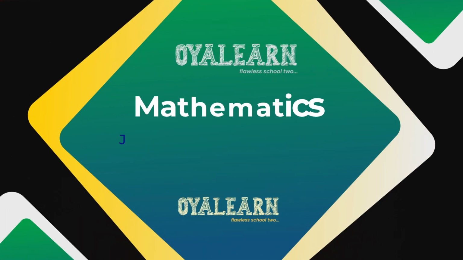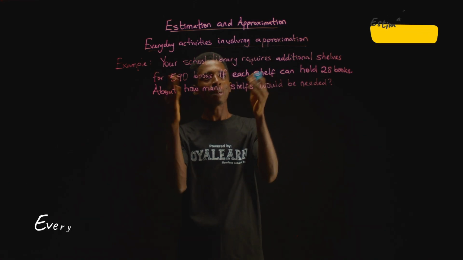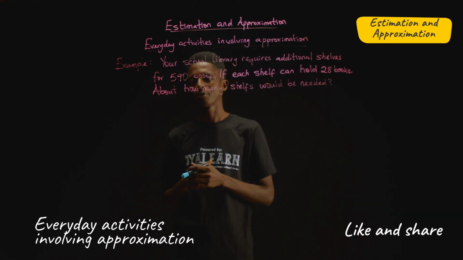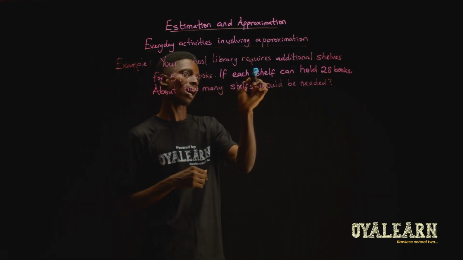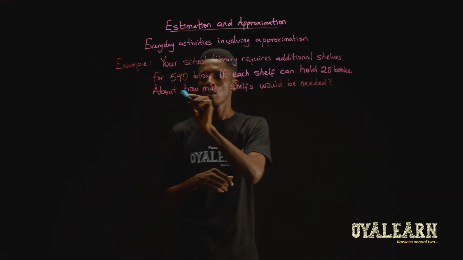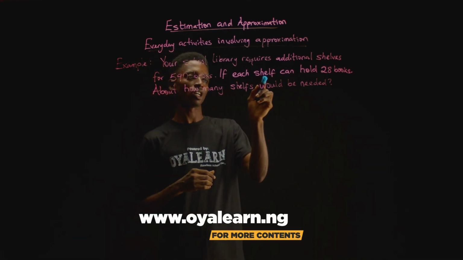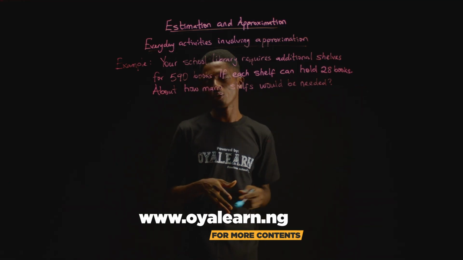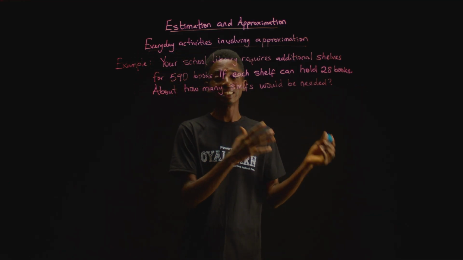Let's look at some questions that help us apply approximation to our everyday life. In this question, we're told that your school library requires additional shelves for 590 books. Now, if each shelf can hold 28 books, about how many shelves would be needed?